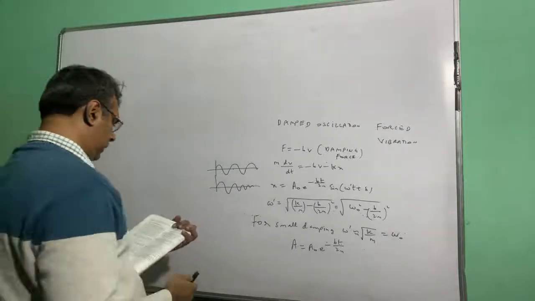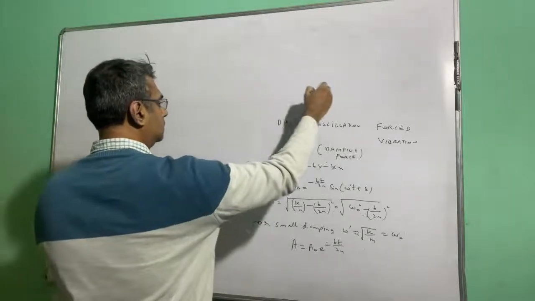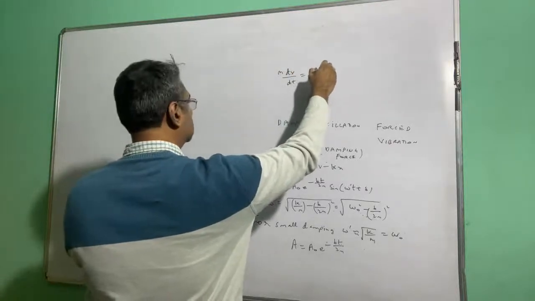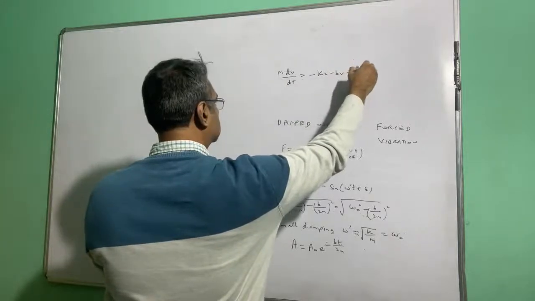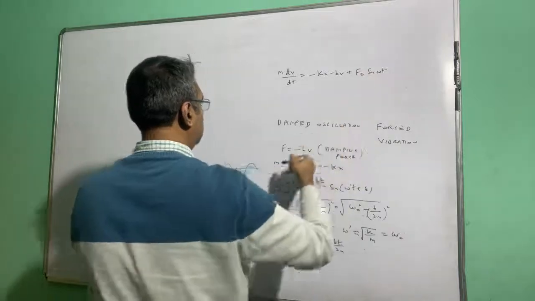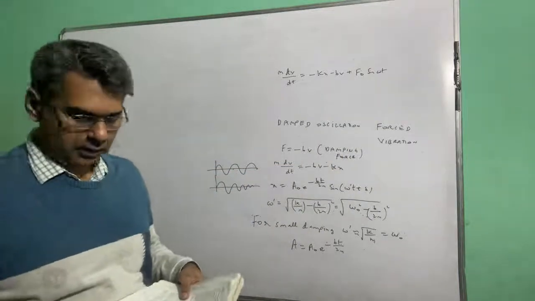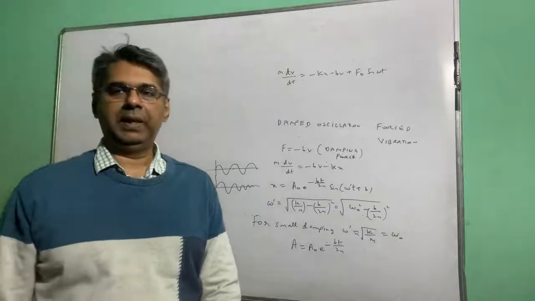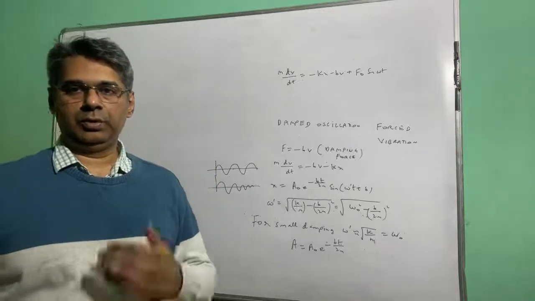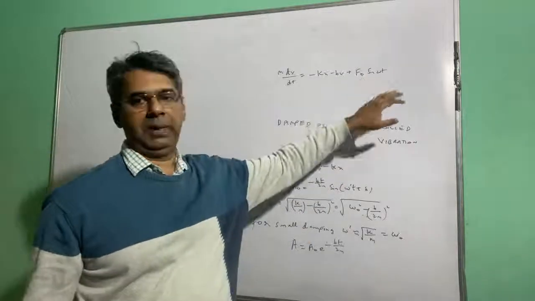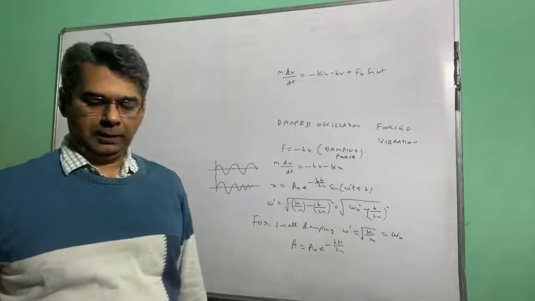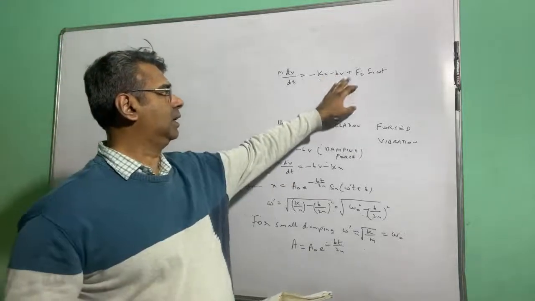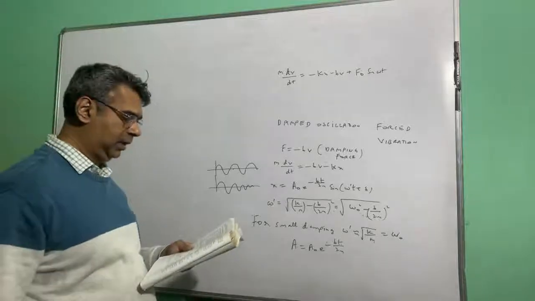Okay, next we come to forced vibration. If there is a situation where you want the oscillation to sustain, there is damping, but due to damping you don't want the oscillation to die out, you want it to sustain. So you will have to apply an external periodic force that is called the driving force. So F0 sine omega t is the driving force. So m dv by dt is minus kx minus bv plus F0 sine omega t.